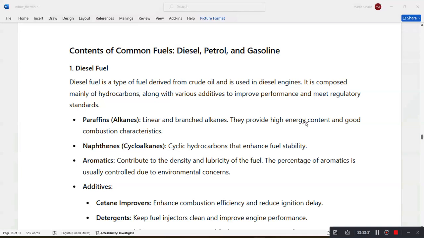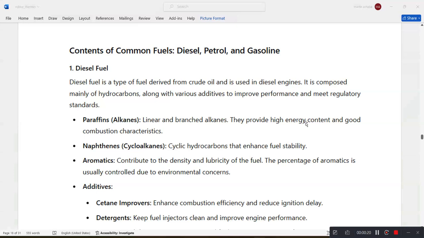Now, members, welcome to this lecture. In this lecture, we're going to discuss the contents or components of common fuels, and we are zeroing our discussion to diesel, petrol, and gasoline. Right away, let's begin with diesel.